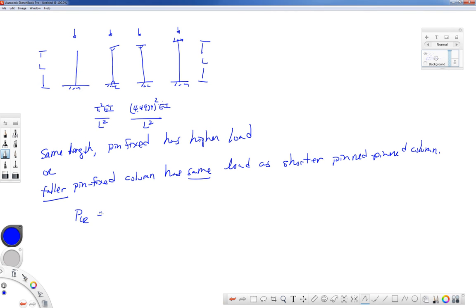All right, so we're going to use one formula. We're going to use pi squared EI, but instead of using the length of the column, we're going to modify the length of the column so that the coefficient works out, so we don't have to memorize all those different coefficients. We do need to know different K values. Now, if we were to set this equal to 4.4934 quantity squared EI over L squared, we could find this effective length factor.